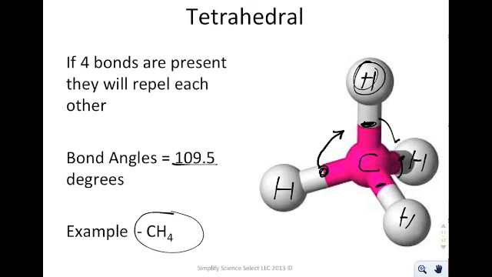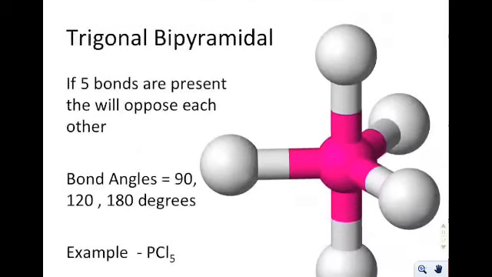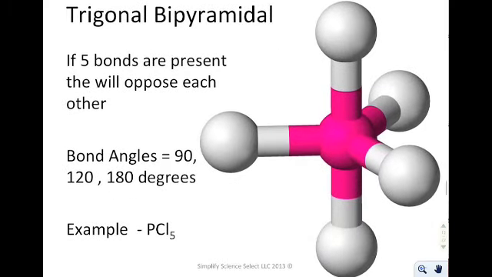Now the bond angles are 109.5 in this tetrahedron because once again, that's the highest that they can go, and be equal. If you were to increase one to 115, it would decrease the other one. You can't do that. So next, if you have five bonds present, you get something called a trigonal bipyramidal.